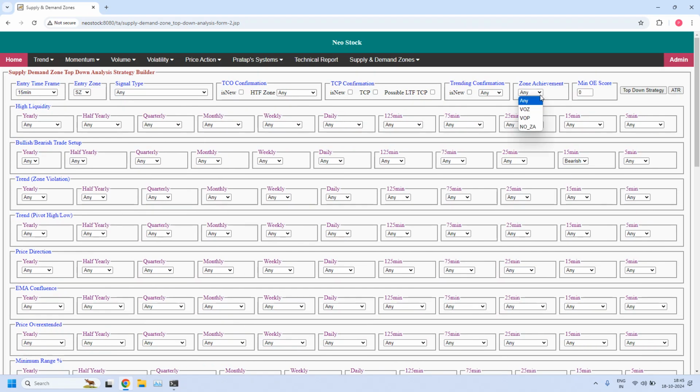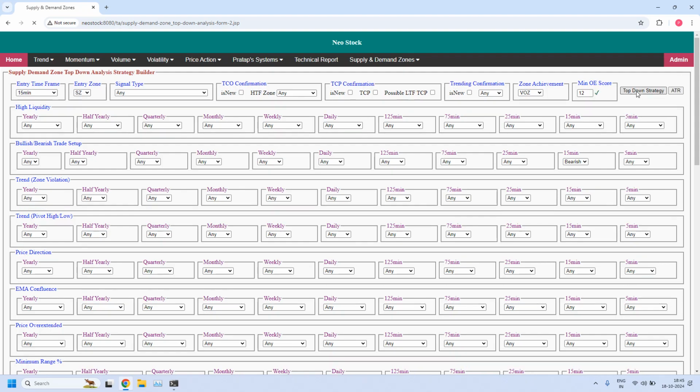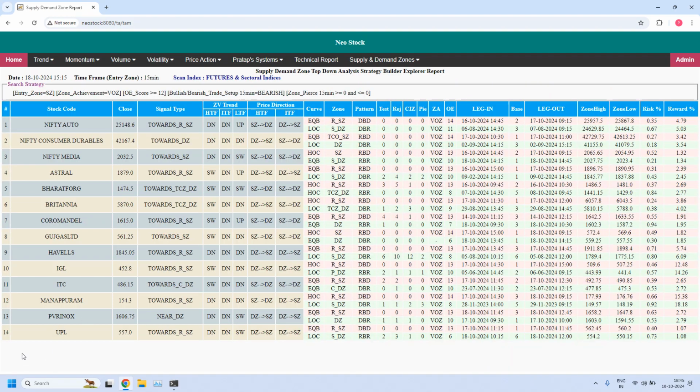Zone achievement is violated opposing zone. Minimum odd enhancer score should be 12. With all the three filters applied to the 15 minute supply zone, let's verify. We got 14 stocks. Currently 14 stocks are supporting bearish trade setup for daily income trade, that is entry time frame 15 minutes.